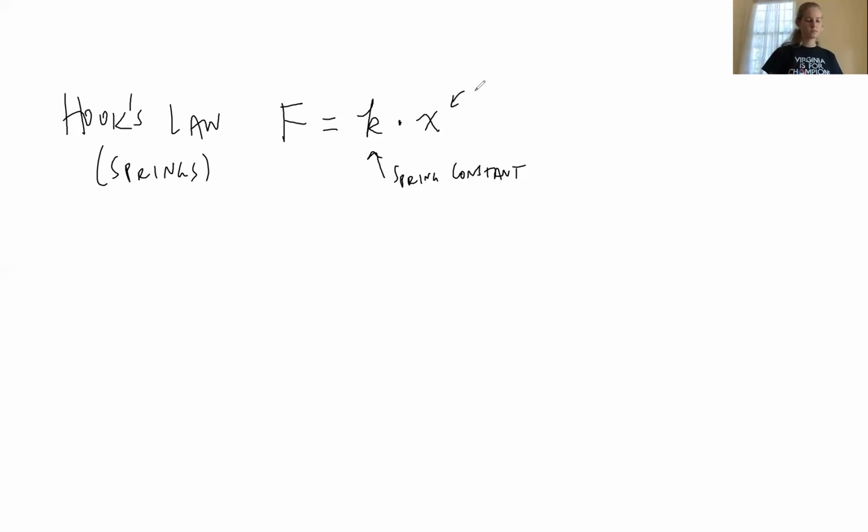X is going to be how much the spring is moved. So this is like the distance the spring is moved from its natural state. So if you have a spring that's just sitting there, good. That's its natural state. If you took it and you either compressed it or you stretched it off of that, then X represents how far you've stretched it off of that.